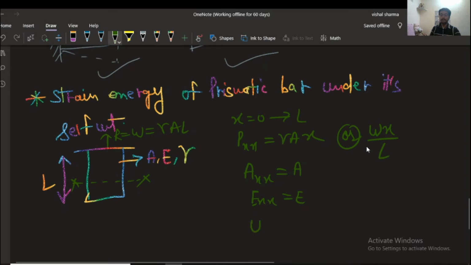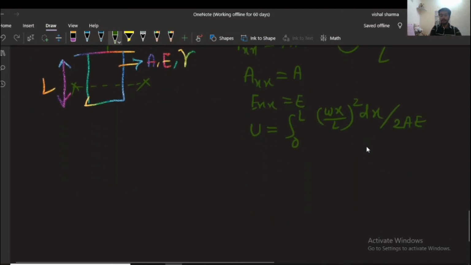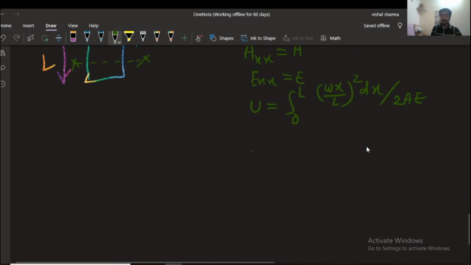So the strain energy can be written as the integration from 0 to L of the load at the section xx, which is given as Wx by L, the whole square, into dx upon 2AE. On solving this equation, we will find the strain energy of a beam due to the self weight, which equals W square L upon 6AE, or in terms of gamma we can write gamma square AL cube upon 6E.